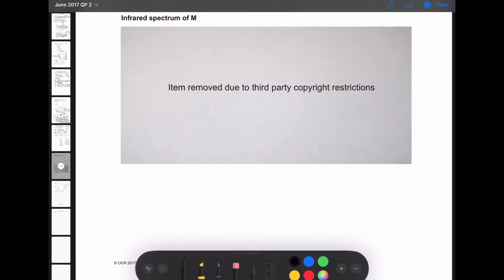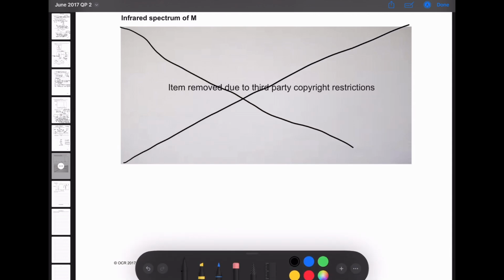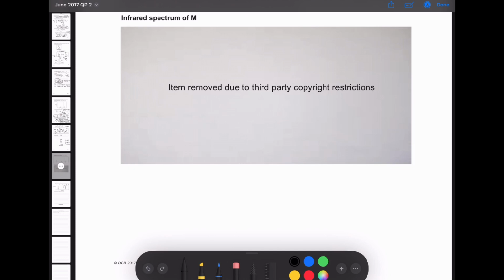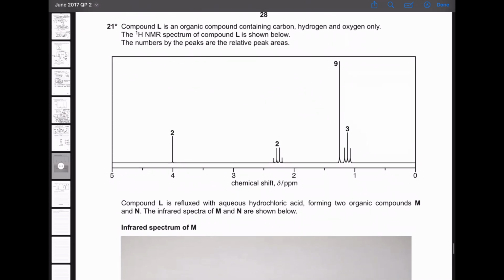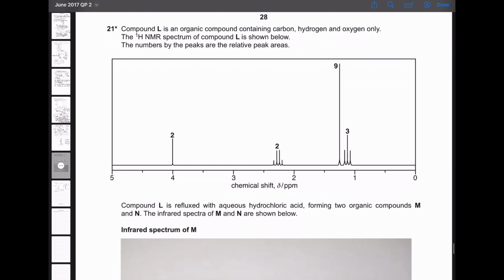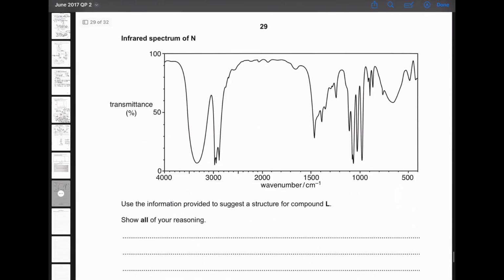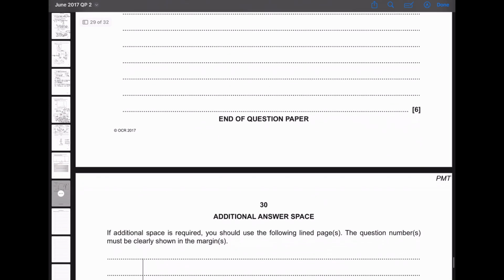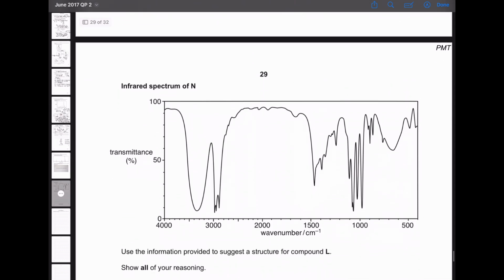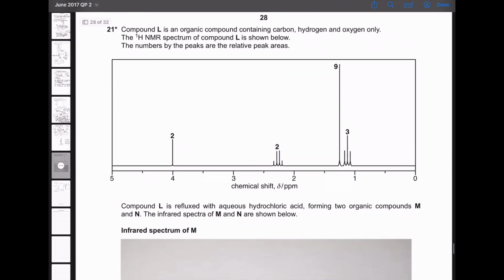OCR have pulled it off all the examples, all the 2017 papers. Obviously it says here third-party copyright restrictions. I can't find it anywhere. Even it's not there on the OCR website, it's not on any of the past paper sites that I use, or any of the ones that I don't use. So I'm very sorry, but I'm going to cut this question. And it's 6 marks as well. But I'm really very sorry, but we're going to have to cut this one question short.